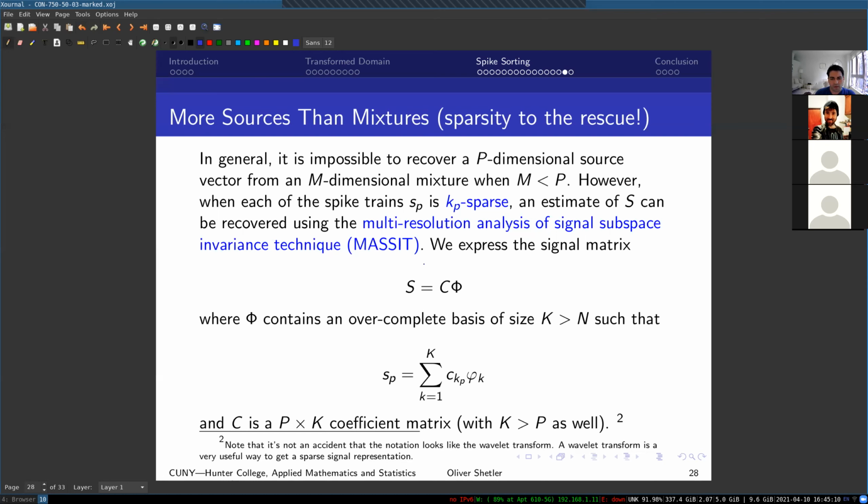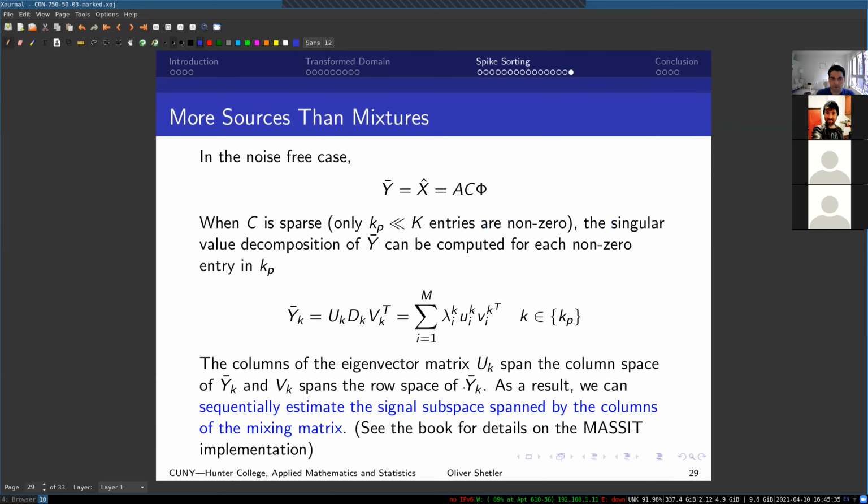So basically, it looks the same as the wavelet transform. We've got these phi component basis functions, and then we've got these coefficients. And what we're assuming is that K is greater than P, meaning that the dictionary size, right? So essentially the basis here is much larger than the set of coefficients.